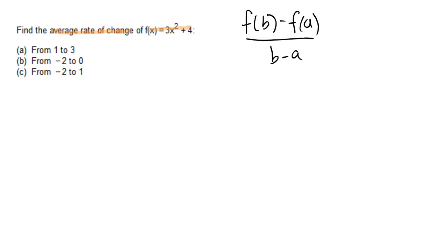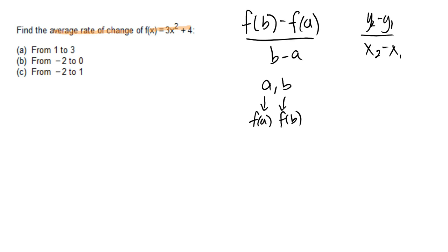You can see that's the same as our slope formula, y2 minus y1 over x2 minus x1. So a and b are our x values, and f of a and f of b are our y values. Starting with part A, it says from 1 to 3, that's telling us that a is 1 and b is 3. So we need to calculate f of a, f of 1, and also f of 3 before we can calculate the average rate of change.